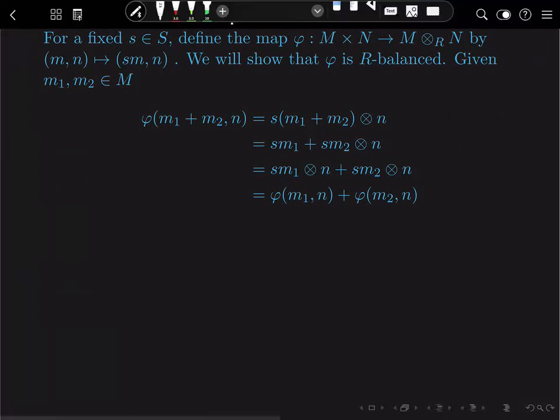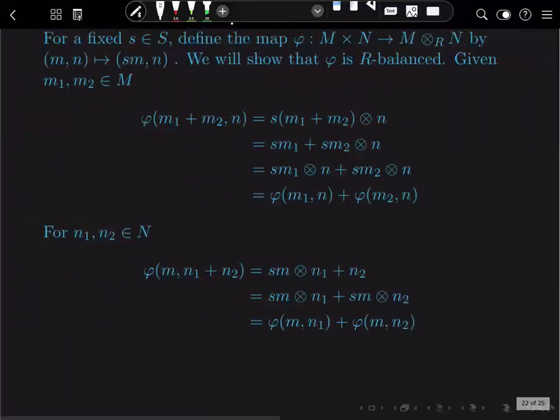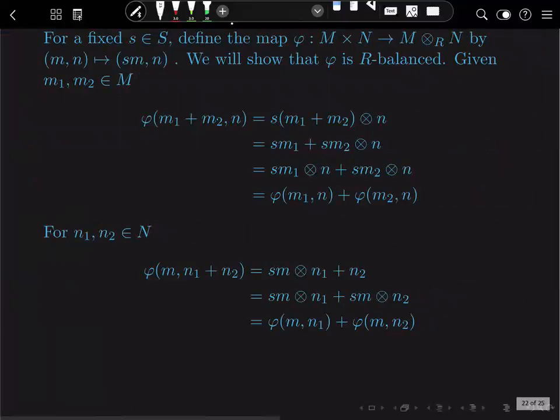And since M is a left S-module, we can distribute this into the sum. And then from the properties of the tensor product, we can pull out these sums. So we have the sum of the two tensors, and that's just going to be what we expect it to be. So that's good. So we're R-balanced in the first factor. We do the same thing for the second factor. Nothing really to report here. It's all pretty much the same.